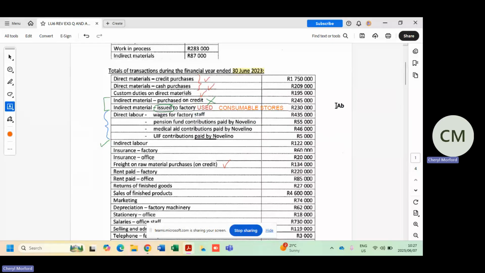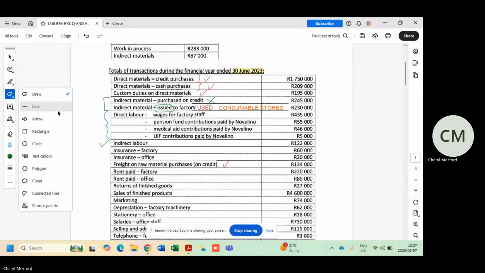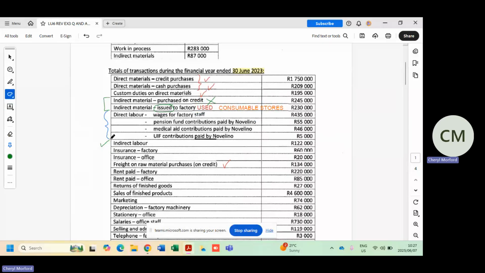So I've got the first two items for my factory overhead cost. So I'm going to use the indirect labor, which is the 122,000. And I'm going to do this one over here, the 230,000, because that is the cost of the indirect material.